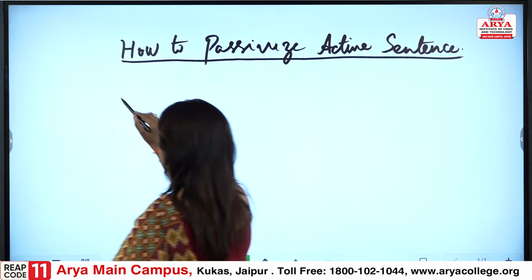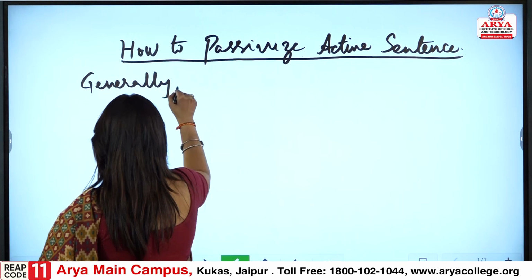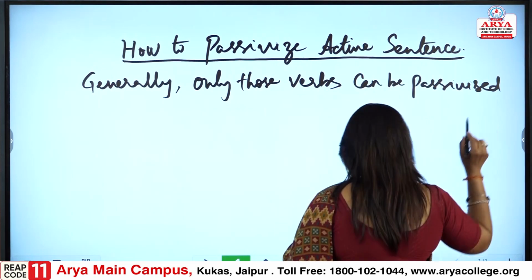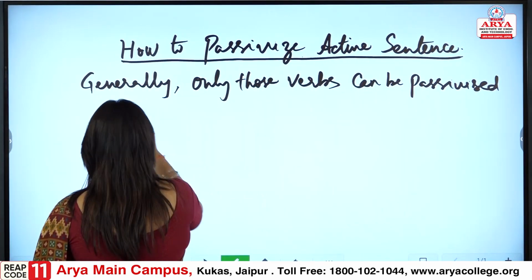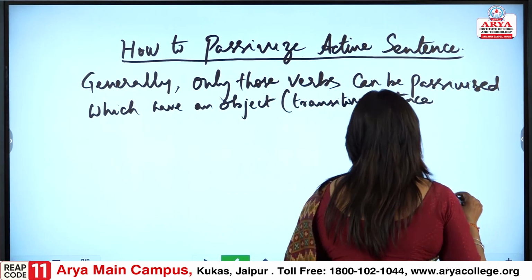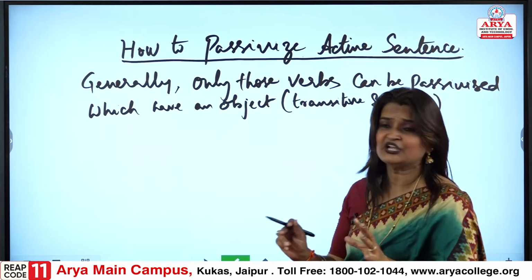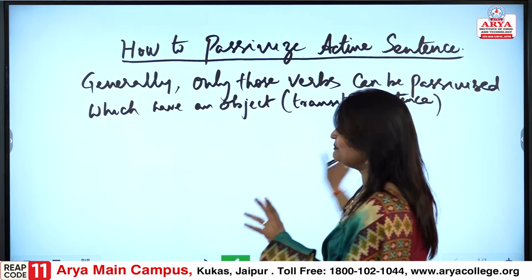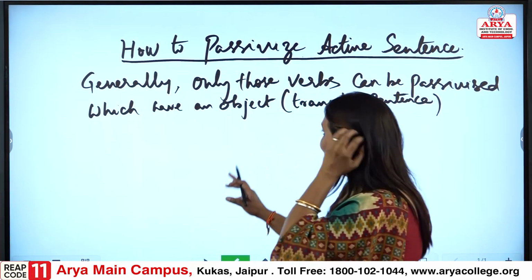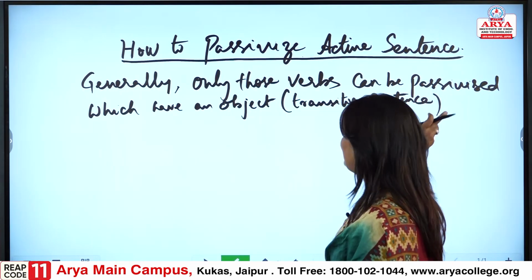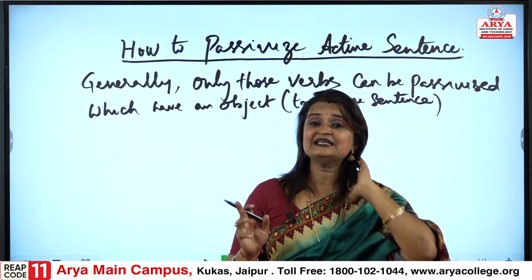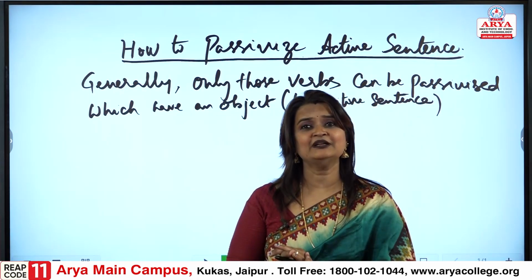Generally, only those verbs can be passivized which have an object, that is, the transitive sentence. Only those can be passivized. This is the first rule, and it is a must that we follow. Only those verbs can be passivized which have an object. If the verb doesn't have an object, we cannot passivize it.